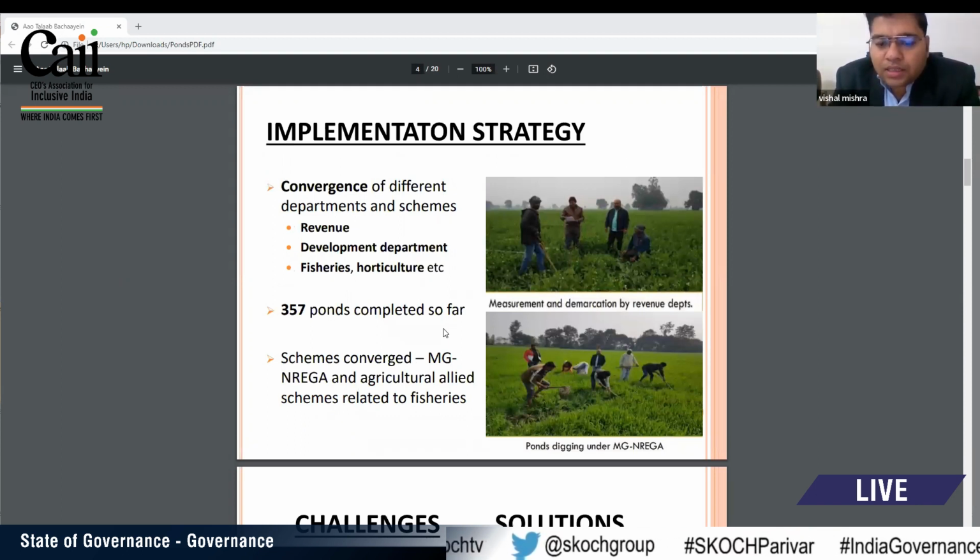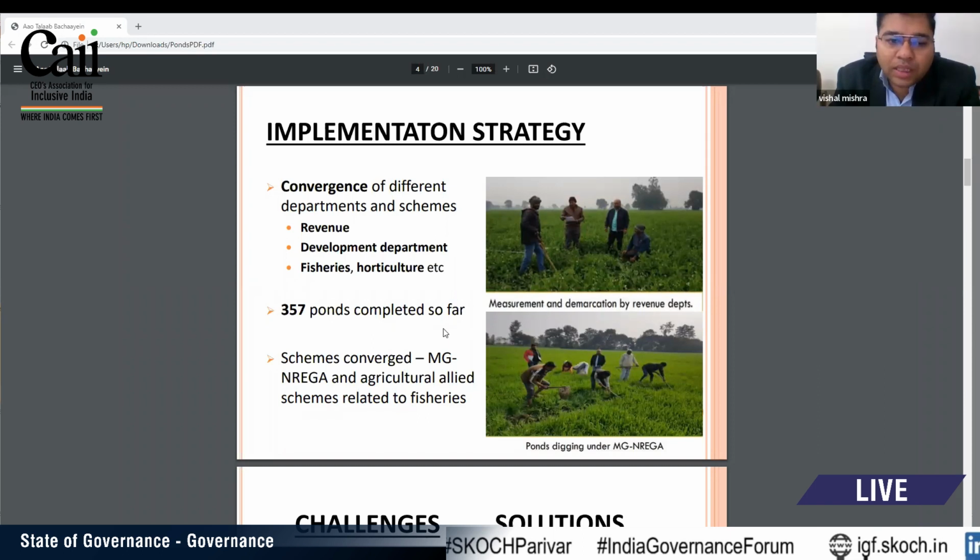If we start digging the pond and people start encroaching it again for XYZ reasons, it would defeat the purpose. So it was very important that once we take over the pond, or once we demolish the encroachment, we must develop it fast so that future encroachment does not happen.